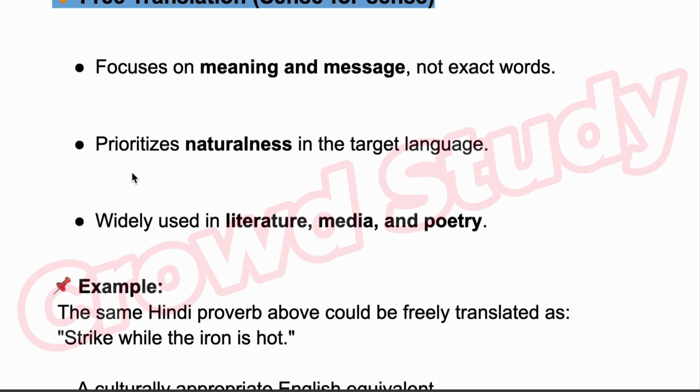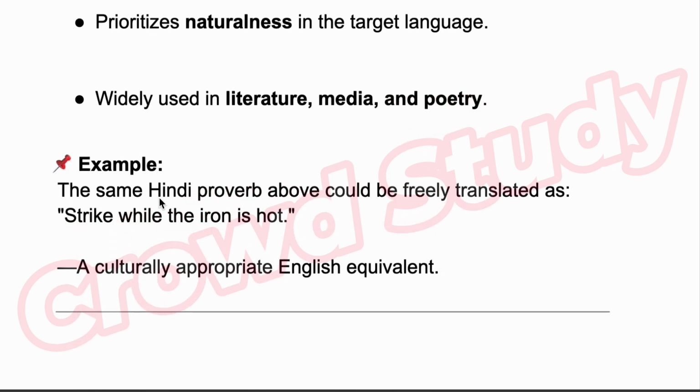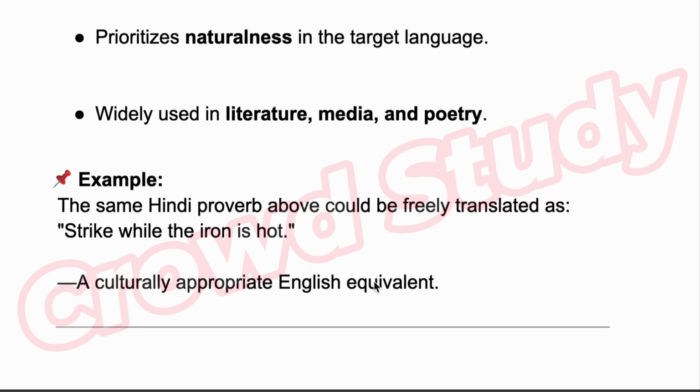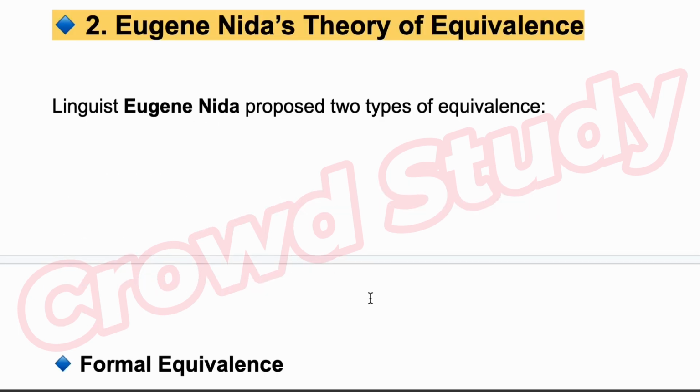Free translation, sense for sense, focuses on meaning and message, not exact words. It prioritizes naturalness in the target language and is widely used in literature, media, and poetry. For example, the same Hindi proverb above could be freely translated as "strike while the iron is hot," a culturally appropriate English equivalent.